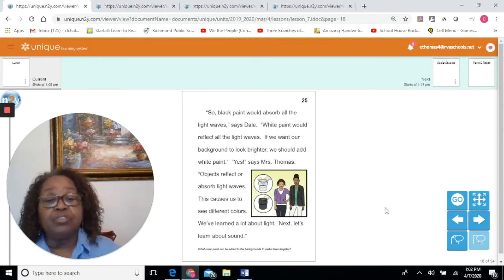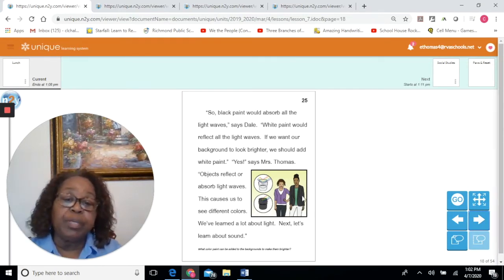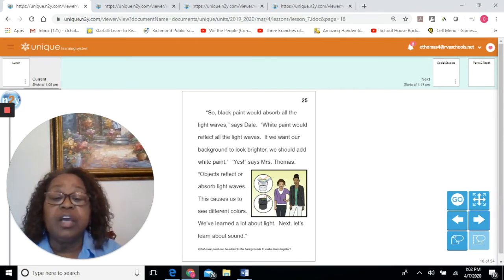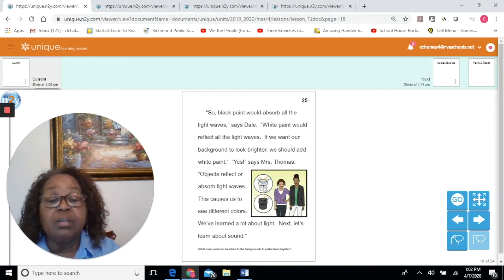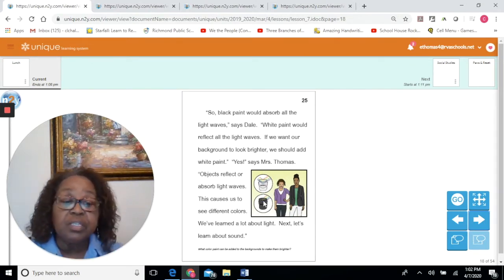And here we have our director, Miss Thomas, who is the play director, and it looks like she's telling this student about the color white and how the color bounces off, and the color black and how the color is absorbed. And that should make a difference in their settings.